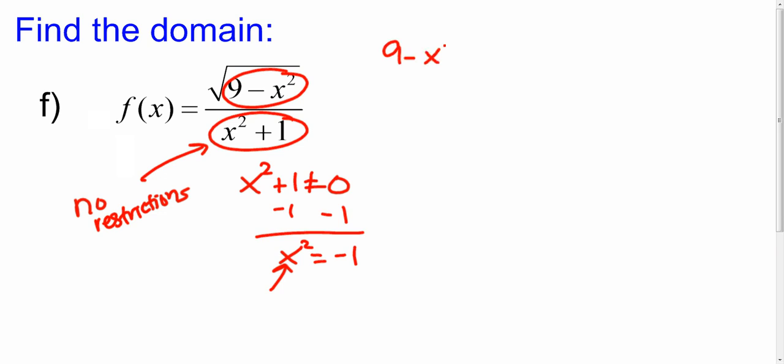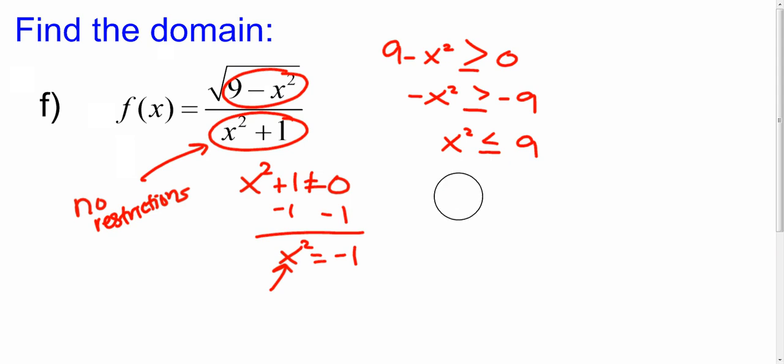Okay? Up here, however, 9 minus x squared has to be greater than or equal to 0. So negative x squared has to be greater than or equal to -9. Divide by -1, x squared has to be less than or equal to 9, which means x, and this was where it gets a little tricky, and I screwed up on that last one. Okay? X actually has to be between -3 and 3. So your two magic numbers are 3 and -3.